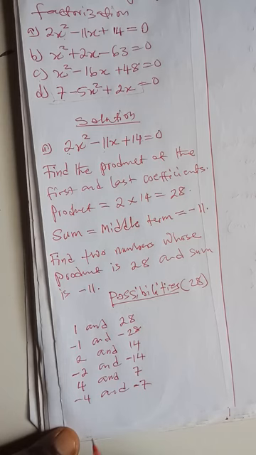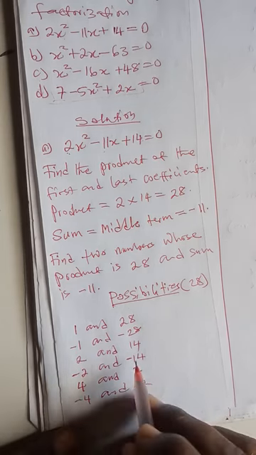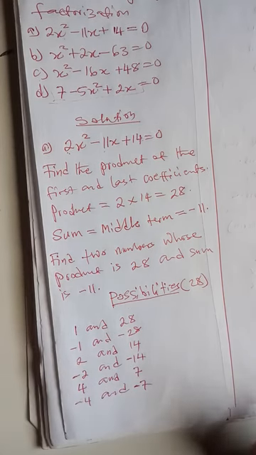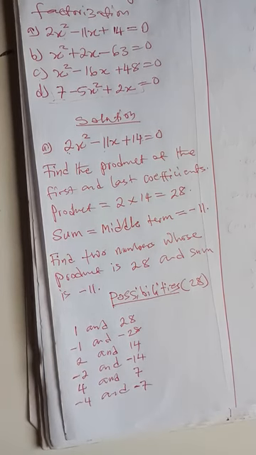8? No. 9? No. 10? No. 11? No. 12? 13? 14 is a factor, but I've used it already, so I'm not going to use 14 again. Going to 15, 16, 17, 18, 19, 20, 21, up to 28.